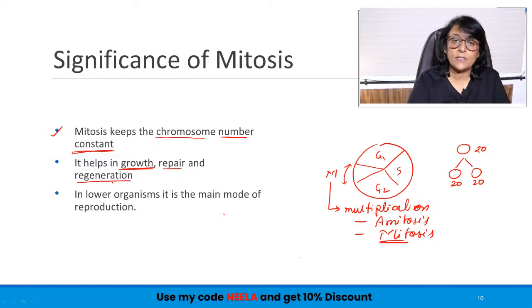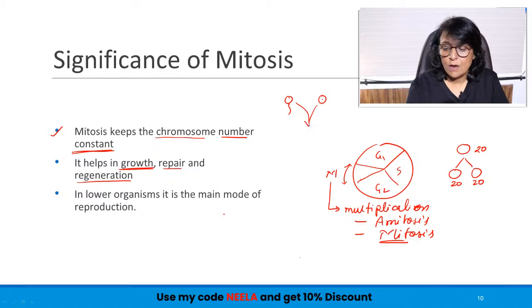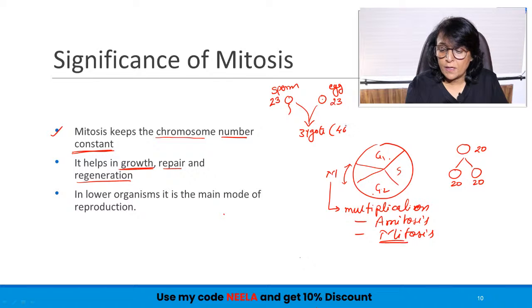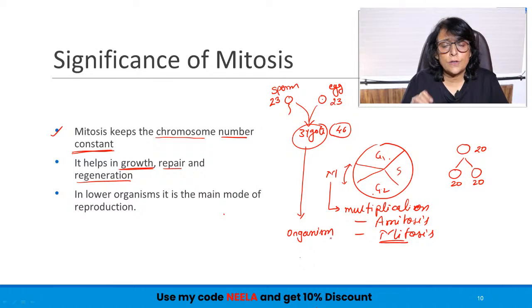Second is growth, repair and regeneration. This also we talked of. How is an organism formed? Say we are talking about ourselves. So a male gamete, a female gamete, they fuse, fertilization takes place and a zygote is formed. So this is the sperm, this is the egg. If we are talking about humans, then this sperm brings 23 chromosomes and the egg also brings 23 chromosomes, and in the zygote we have 46 chromosomes, which is the specific chromosome number for humans. Now from this zygote, a complete organism is going to develop, and all the cells of that organism, if we are talking of humans, the trillions of cells which make up our body, they all have 46 chromosomes.